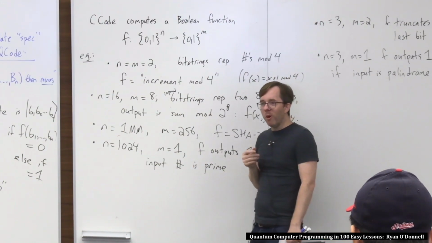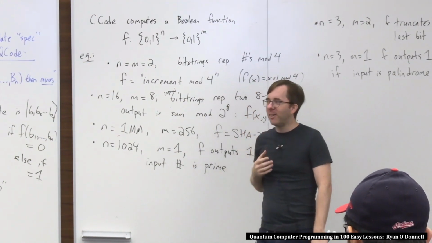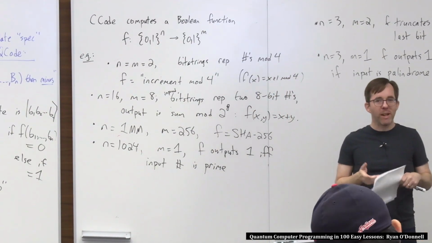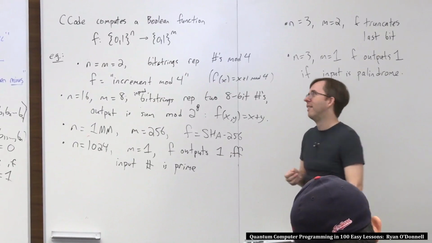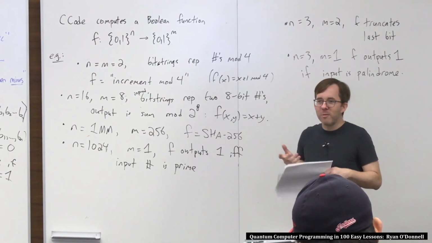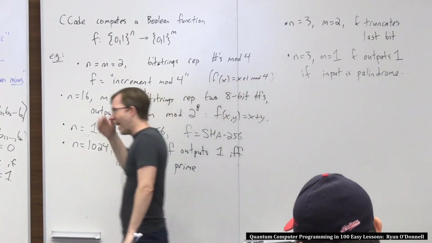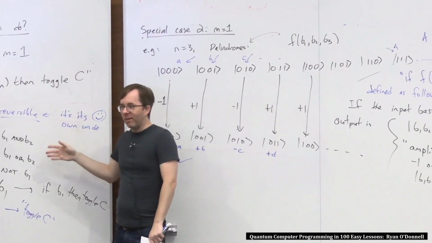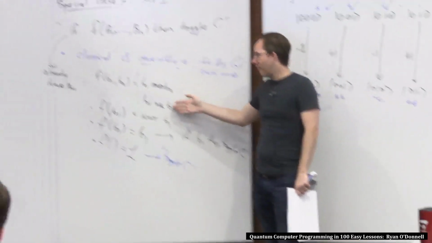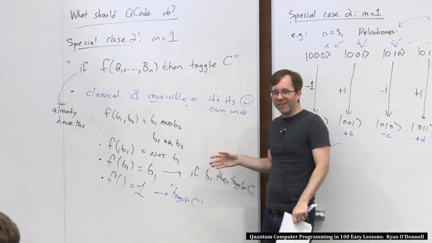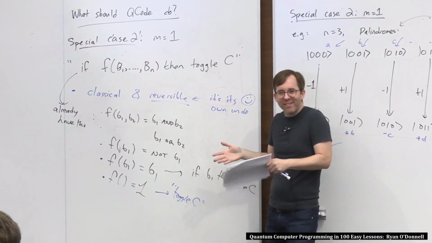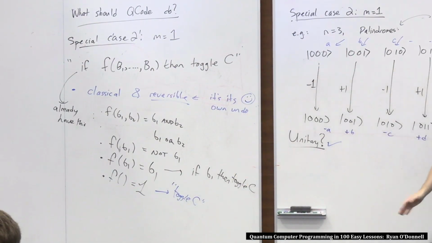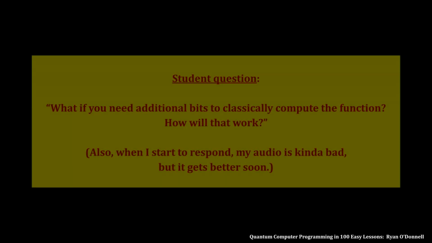Because you all know, I'm sure, this canonical computer science fact that every Boolean function can be made up from ands and ors and nots. And you're like, well, if every function can be made up from ands and ors and nots, and I already have if b1 and b2 then toggle, and I have if or then toggle, and if not then toggle, then probably I can just put them together to make this. Yes. Yeah, we'll do that next time.